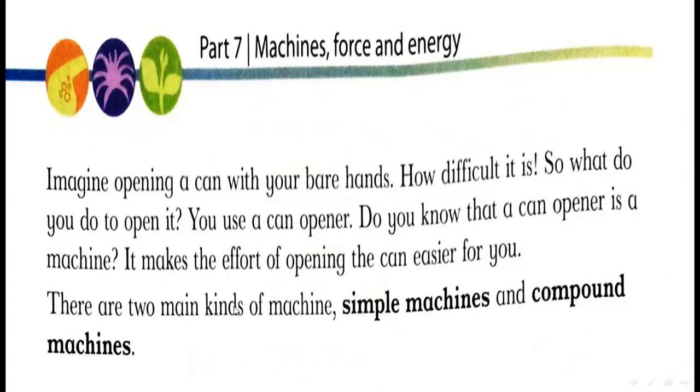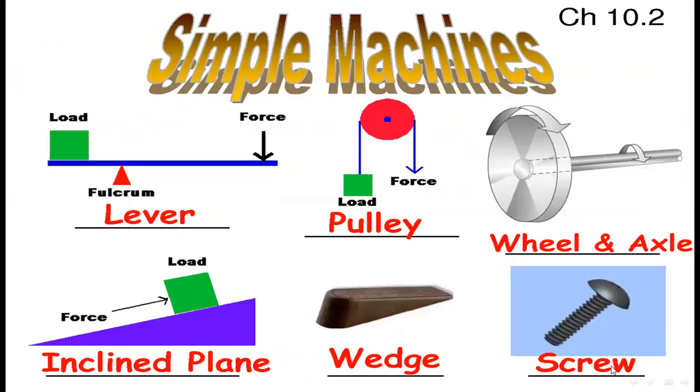There are two main kinds of machines: simple machines and compound machines. How many types of machines? Two types: simple machines and compound machines. See here, the image of simple machines.